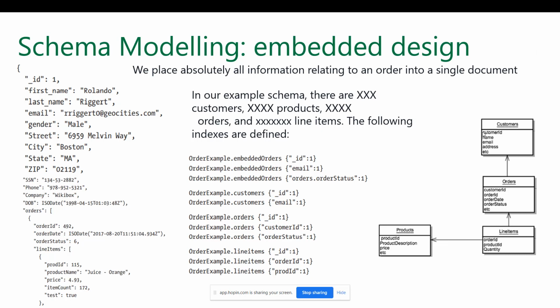But if we have customers, products, orders, and items, the following indexes should be defined. For example, on order examples, embedded orders, and on customers, such as customer ID and order status. If we want our search to be very efficient, we should declare these indexes on our documents.